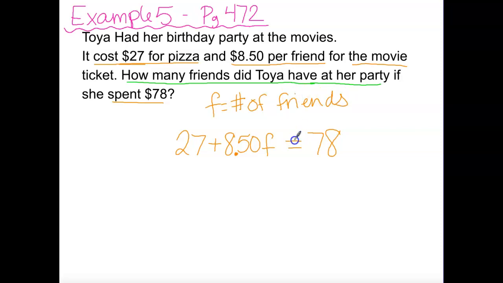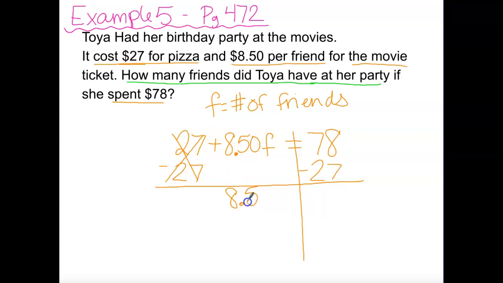So we're going to draw a line through the middle. We always work on the side that has the variable, so I have 8.50F, and then also I have plus 27 with that. So in order to get rid of that positive 27, I'm going to subtract 27, which we'll do to one side. You have to do to the other. I made a zero pair there, so I'm left with 8.50 times F. I subtract 78 minus 27, and I get 51.